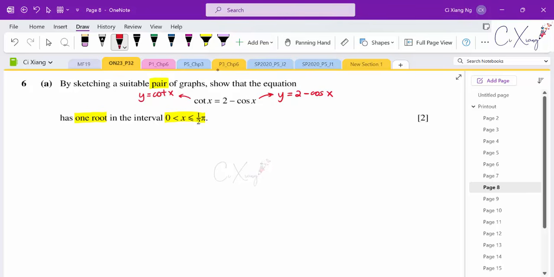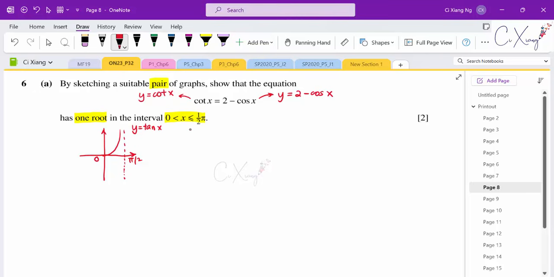Okay, so this is how we sketch a pair of graphs. Then we need to have a look at how we are going to sketch cotangent x. And for this graph, we are interested from 0 until pi over 2. Okay, so cotangent x comes from tangent. So if you still remember how the tangent graph looks like, basically pi over 2 will be the asymptote. And then the graph of tangent x looks something like this, from 0 until pi over 2. This is y equals tangent x.